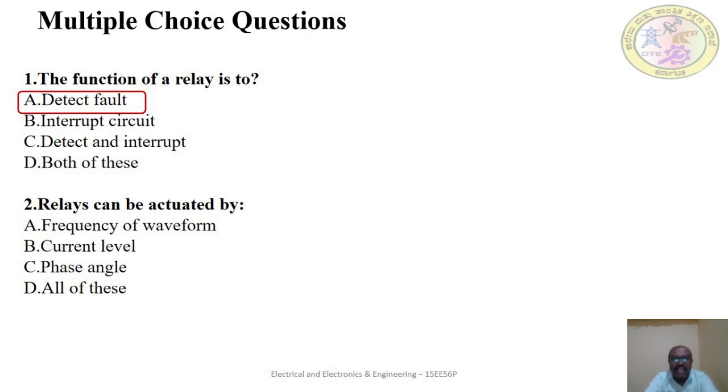Second question, relay can be actuated by frequency of the waveform, current level, phase angle, all of this. Yes, the answer will be all of these. The relay can be actuated by the frequency of the waveform, the current level and phase angle also. That means for an abnormal condition in a system, either phase angle difference, current or voltage, if these parameters vary, the relay will sense the abnormal condition, these electrical quantities are measured, and the tripping signal will be given to the circuit breaker.